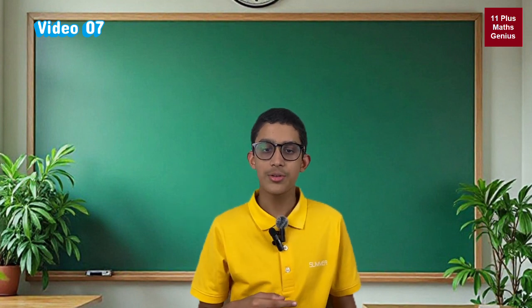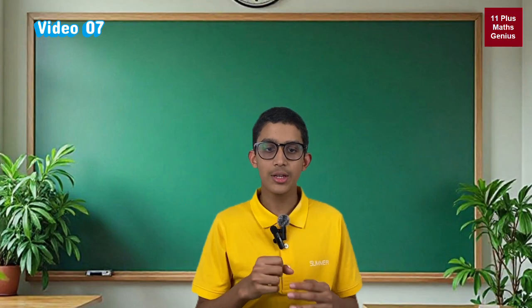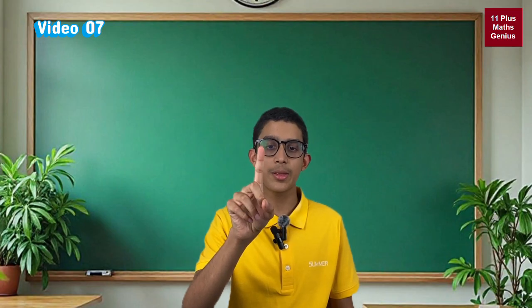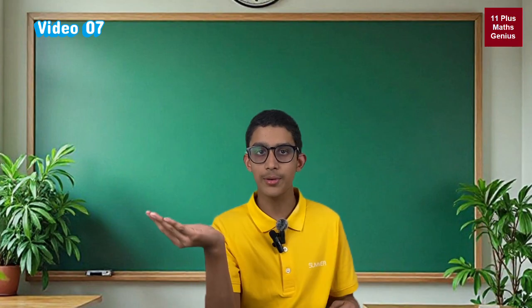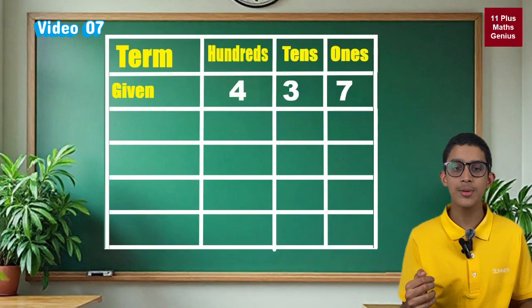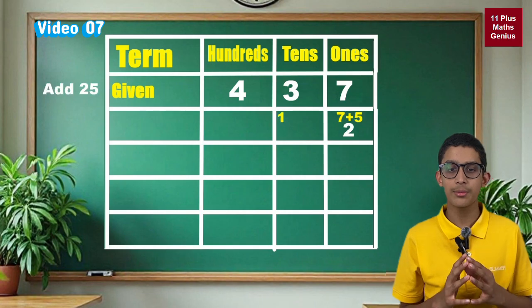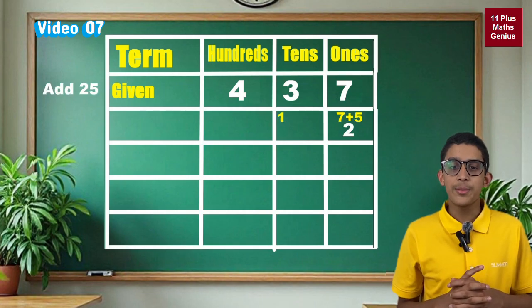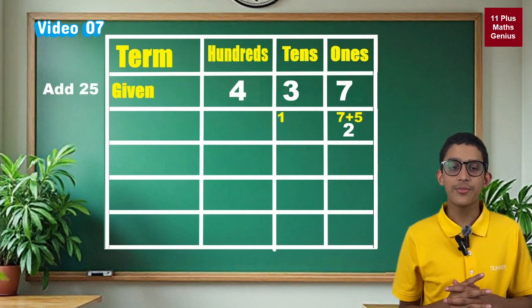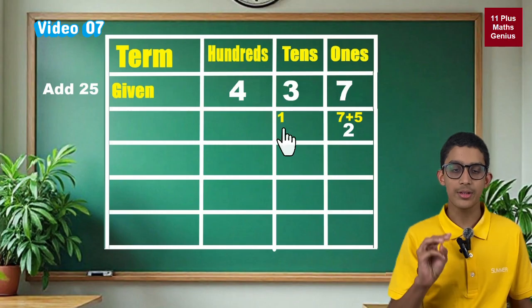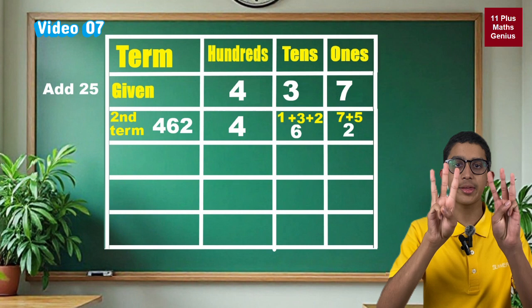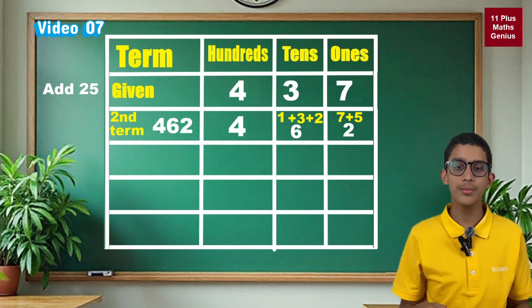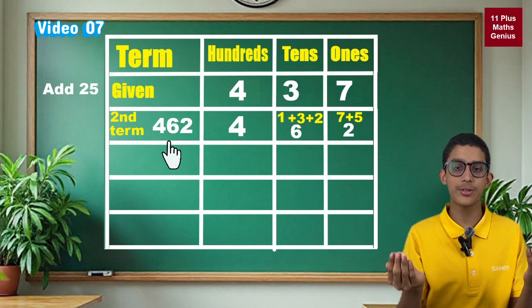Similarly, when the total of tens reaches 10 or more, we add an extra 1 in the hundreds position. We already know this process of carrying forward. So the next term is 7 plus 5, or 12. We keep 2 in the ones place and carry 1 to tens. Then 3 plus 2 plus 1 is 6. The next term is 462.